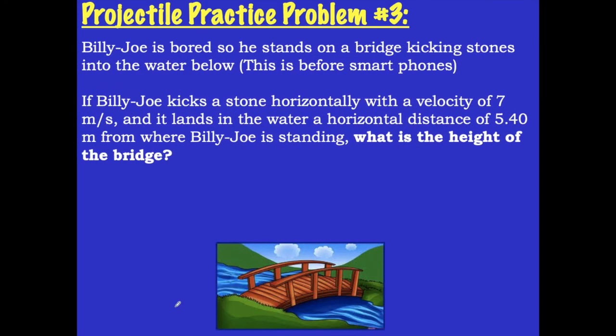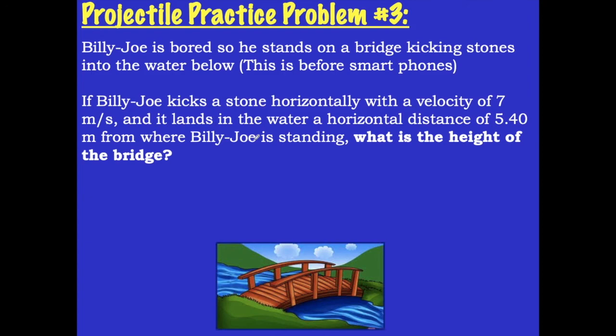So it says Billy Joe is bored, so he stands on a bridge kicking stones into the water below. And then I made a note, this is before smartphones, because I think that's basically what I did before a smartphone. If you're just out in nature, you just kind of kick stones into the water and took walks and things, before people stared at their phones all the time.